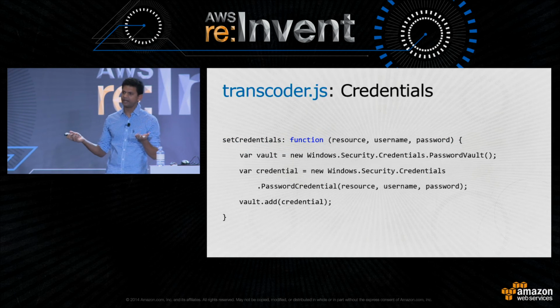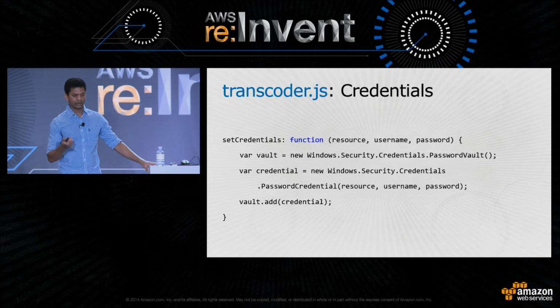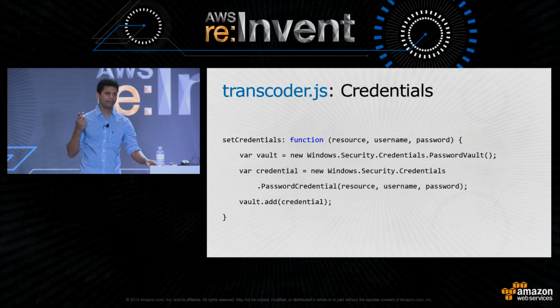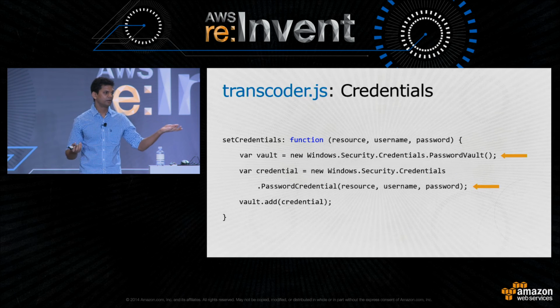Now, the way we've handled credential and configuration management in our Windows 8 application is slightly different. This is because the Windows runtime itself exposes a sophisticated API for managing credentials. It's called the password vault. So the way you would do that is you would create a new password vault and create a password credential with your access key ID and your secret access key. And you would then add that credential to your vault.